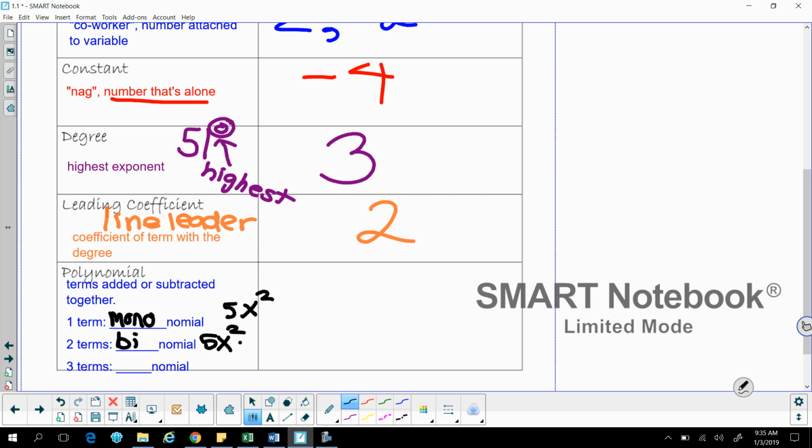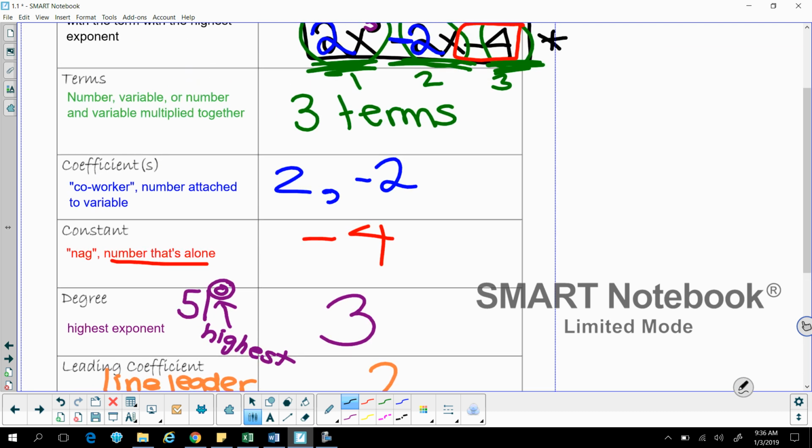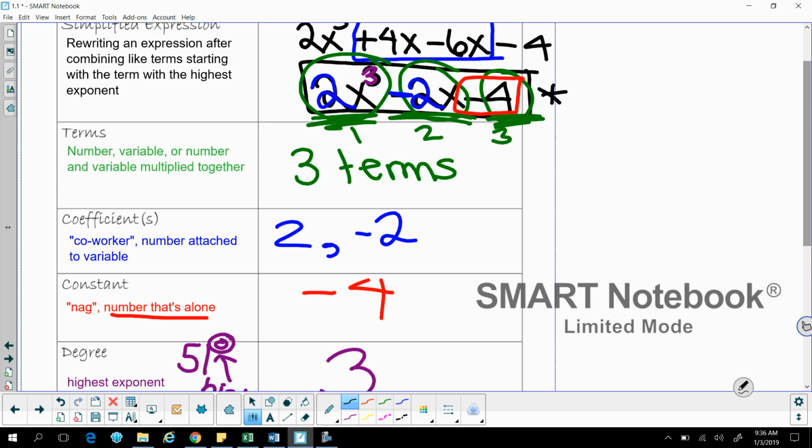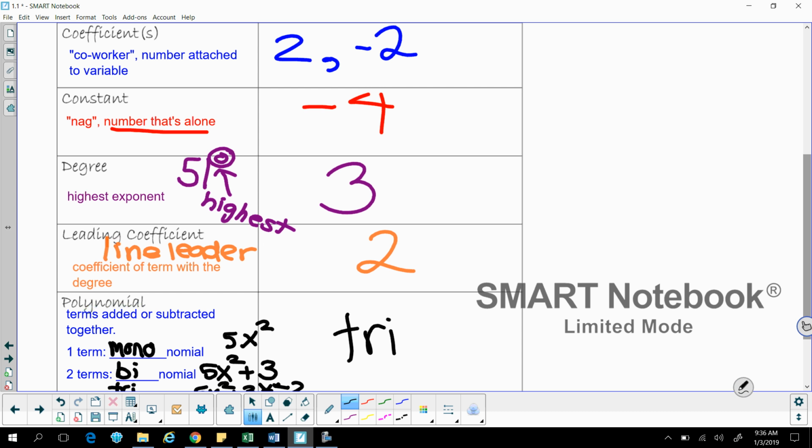That would be like 5x squared plus 3. I'm doing examples. 3 terms would be what? Beautiful. Trinomial. That would be like 5x squared plus 3 minus 3x minus 2. 3 terms. Our example, what would that be? How many terms were in our example? So make sure you're always looking at the simplified one. 3 terms. We already said it's 3 terms, so we know it's what type of polynomial? Beautiful. Anything more than 3 is just poly.